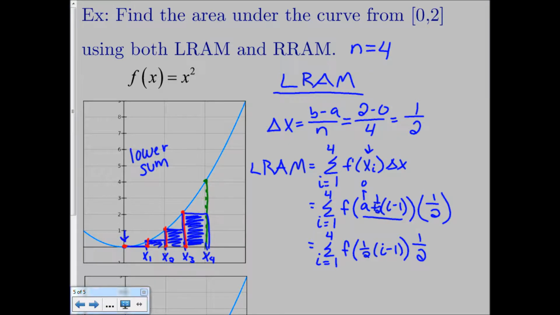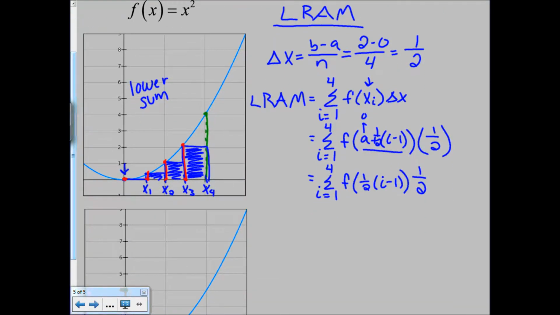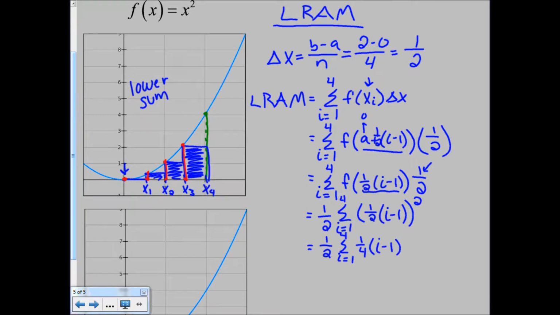So now what we're going to do is we're just going to start plugging in. The first thing we're going to do is pull the 1/2 outside of our sum, this 1/2 here, because it's just a constant. And now we don't want to have any f's in there anymore. So we're just going to plug whatever is in here into our function. So we're going to do 1/2 times i minus 1 all squared. And when we square that out, we get 1/2 still out here, and going from 1 to 4, 1/2 squared is 1/4 times i minus 1 squared.